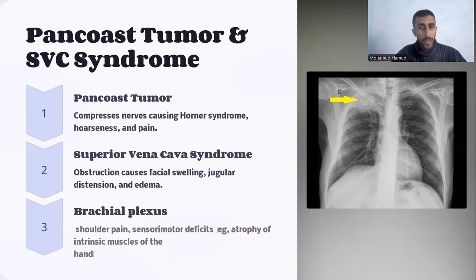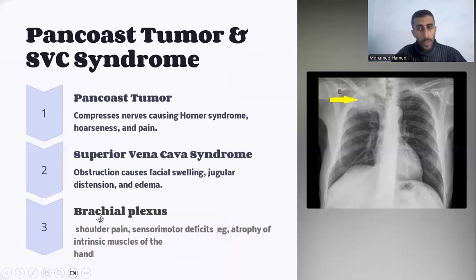So ptosis, miosis, and anhidrosis: drooping of the eyelid, the pupil is going to constrict, and there is no sweating on one side of your face. So this is Horner syndrome. And the cause is compression of the stellate ganglion by the tumor. Also hoarseness. This occurs due to pressure on the recurrent laryngeal nerve. When the tumor compresses the recurrent laryngeal nerve, it is going to cause hoarseness. And the pain occurs due to compression of the brachial plexus.